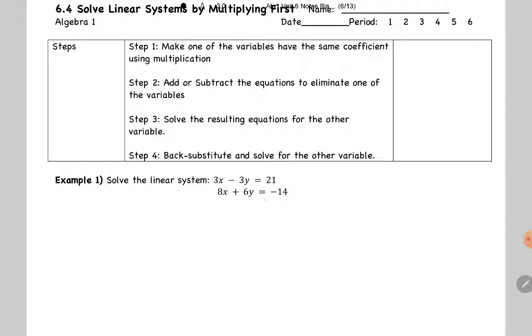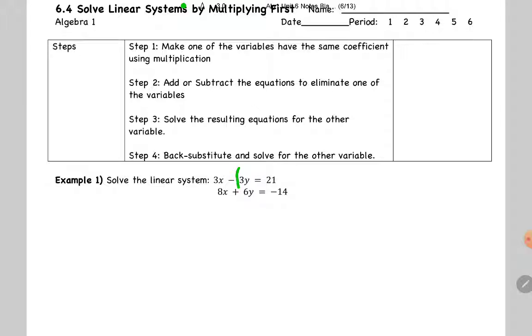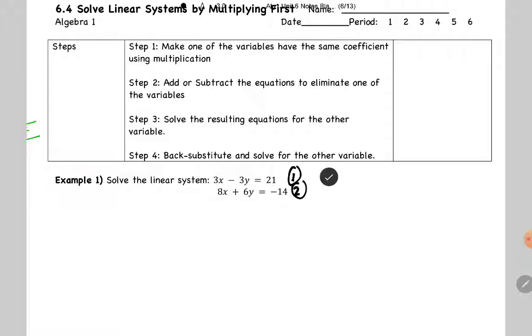So let's look at equation 1 and 2, and we're going to choose a variable to get rid of. And I'm already thinking y. So I'm going to get rid of y here because 1, it's minus and plus. So when we add them together, they'll just go away. And then also, 6 is a multiple of 3. So let's call this equation 1, and this is equation 2.